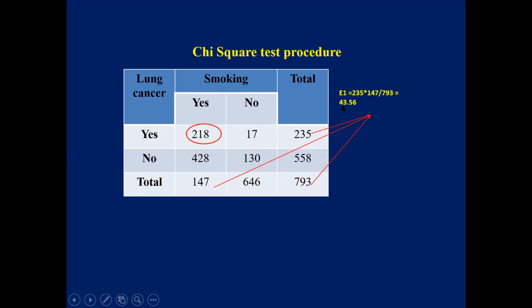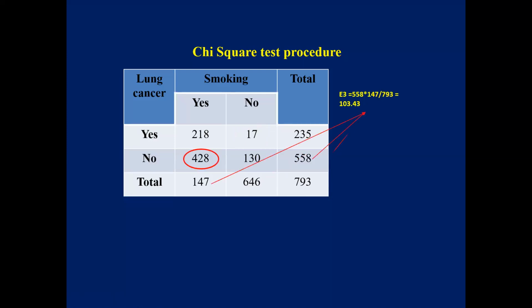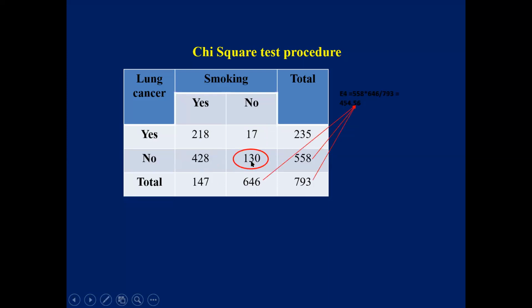So here you get 43.56 as the expected frequency. Like that, for the second cell also, you have to calculate the expected frequency. Here the observed is 17. So what would be the expected frequency if there was no association? That's what you're calculating when we take expected frequency. It's 191.53. That is row total 235 multiplied by column total 646, divided by 793. That's how we calculate the corresponding expected values for all four cells.